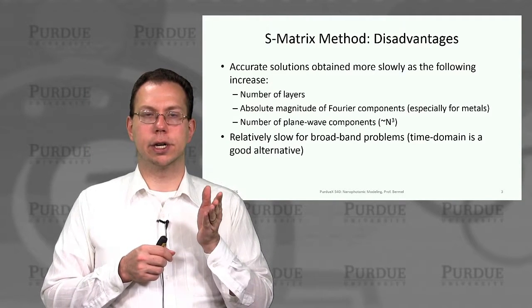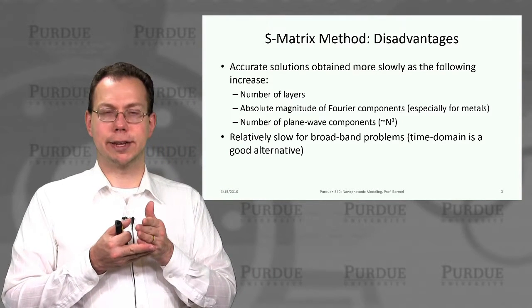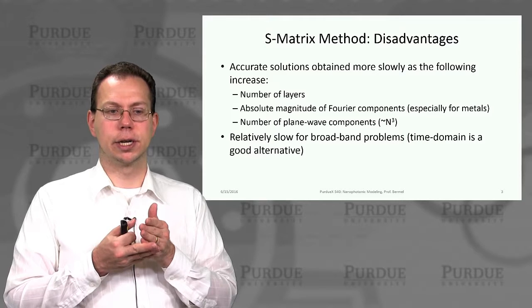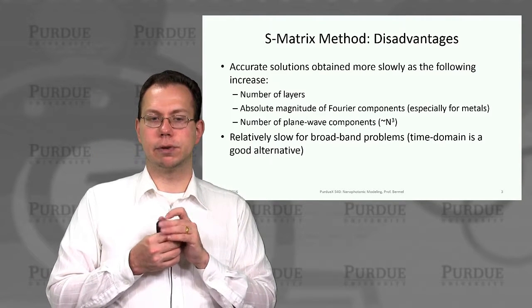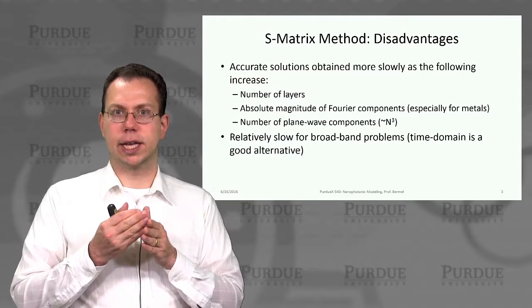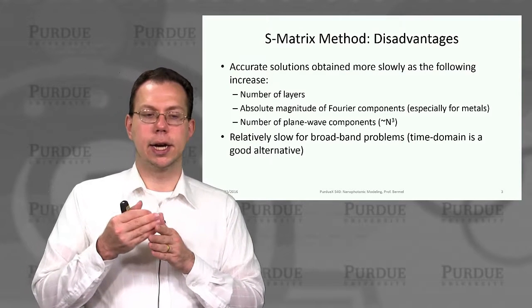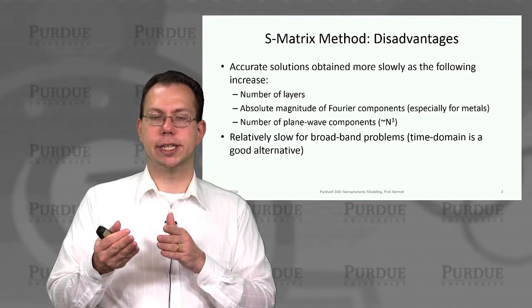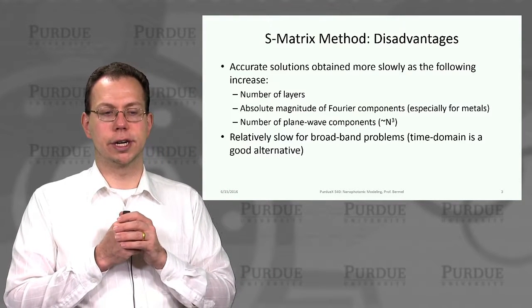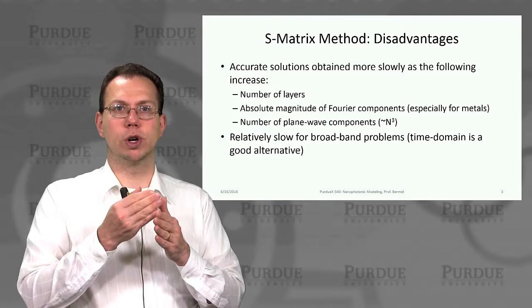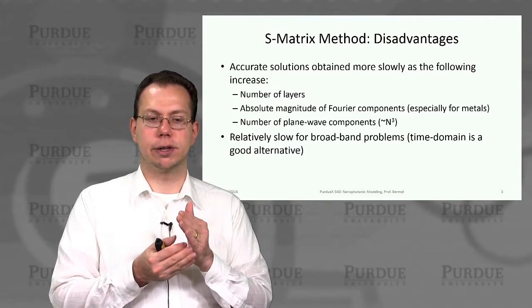Of course, I couldn't complete the discussion without talking about some potential disadvantages of the S matrix approach. No solution method is perfect, and this is no exception. One challenge is that if you have a very large number of layers, especially if periodicity is present, it can sometimes be less reliable and slower than it would be otherwise, just because there are more interfaces and you have to construct a more complex S matrix.